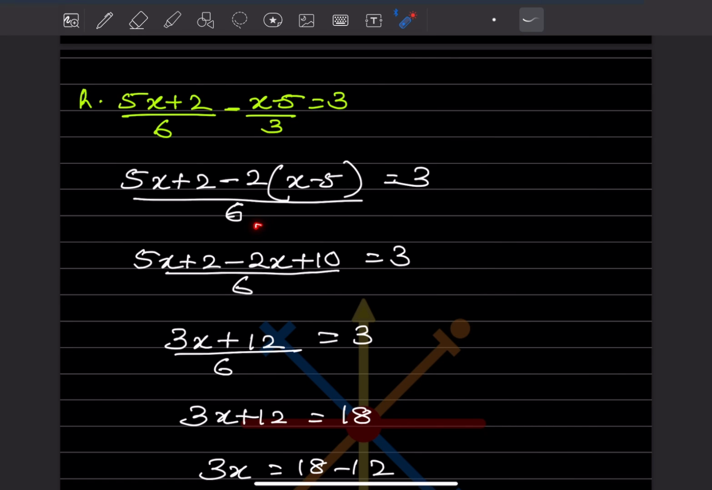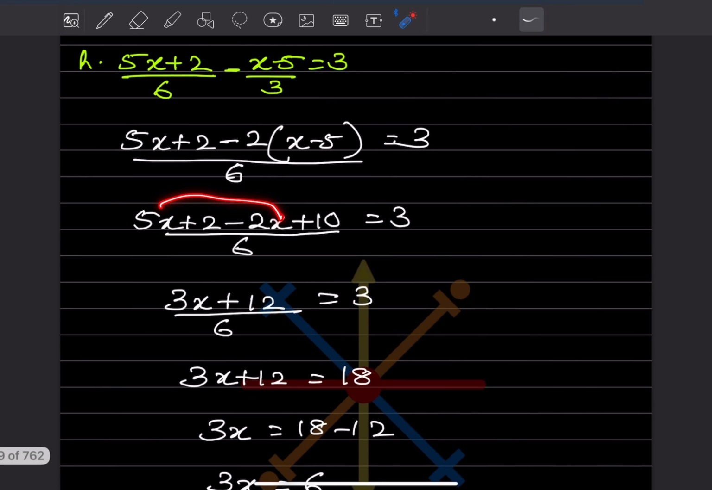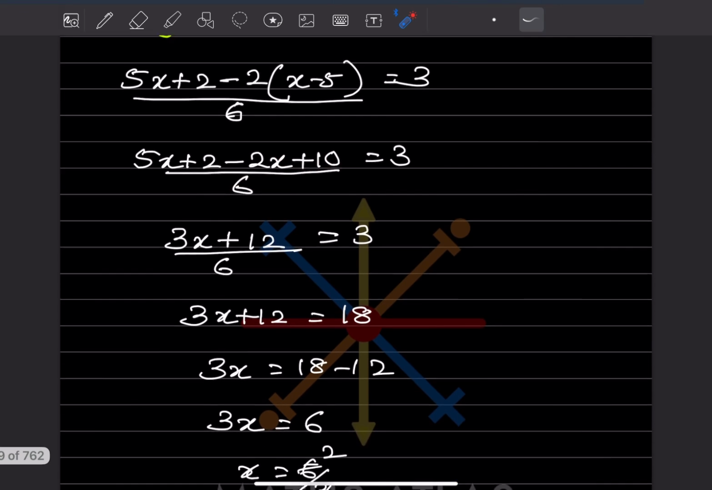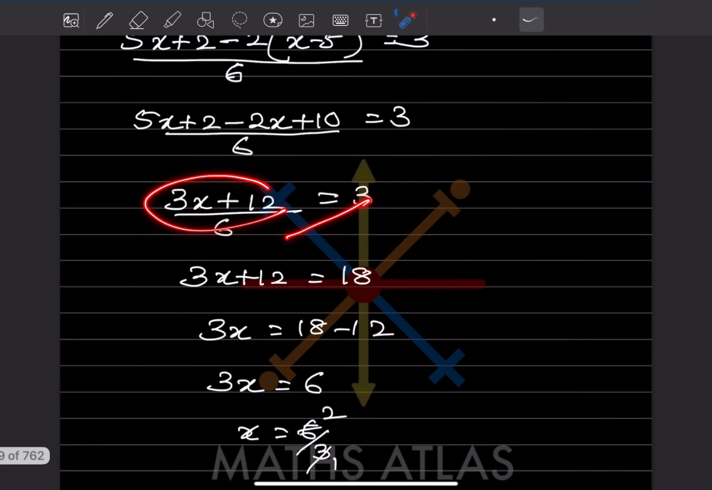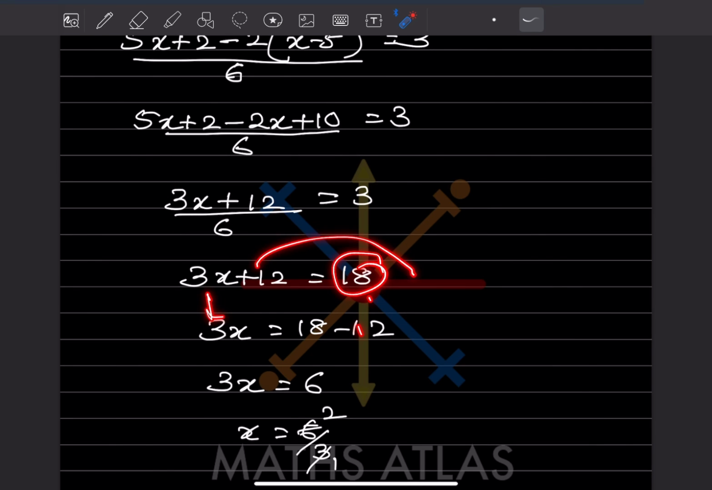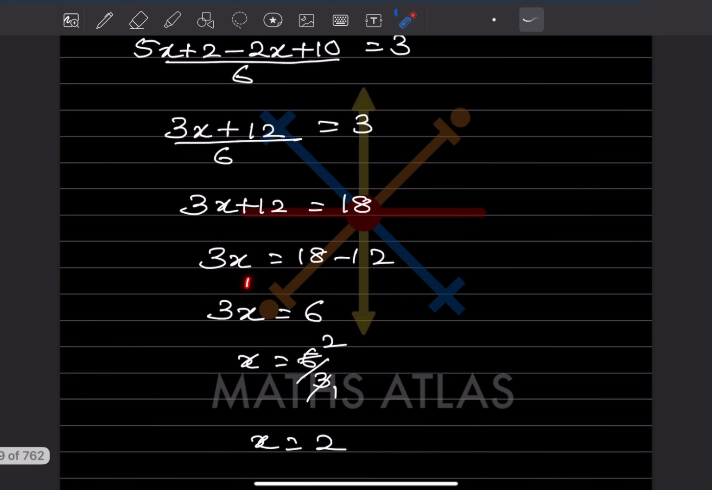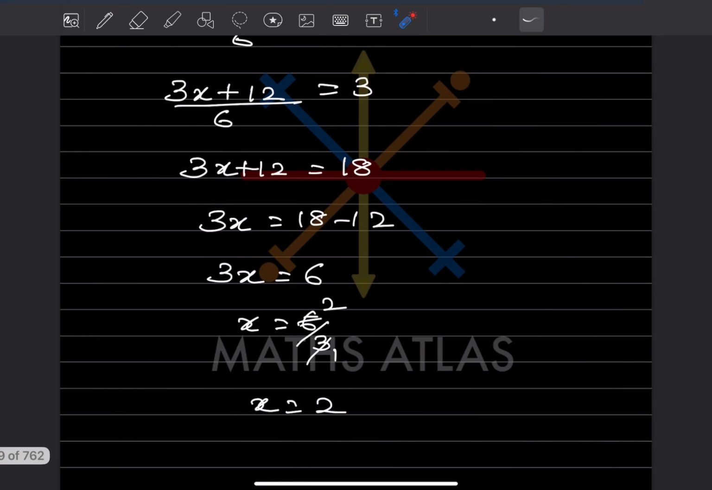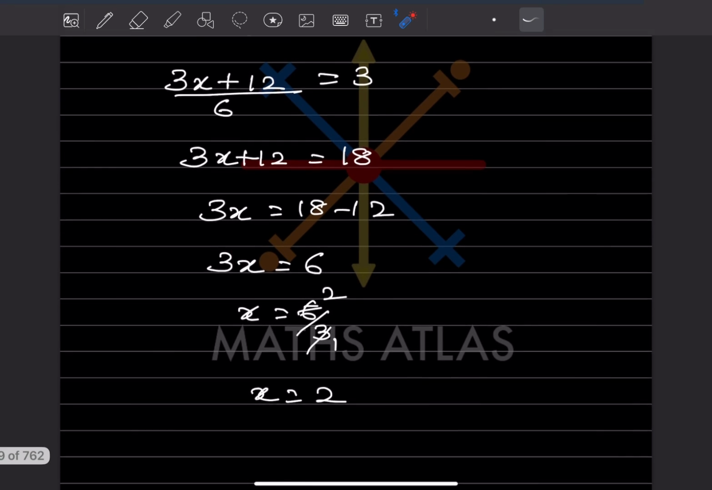So divided by 6 is 3. So this will be same, minus 2x plus 10 by 6 is 3. So this will be 3x plus 12 by 6 is 3. So 3x plus 12 will be 18. This 6 will go on the other side. 6 3 is 18. 3x will be 18. This will go here. That will be minus 12. So 3x will be 6. X is going to be 6 divided by 3, which is going to be x is 2.